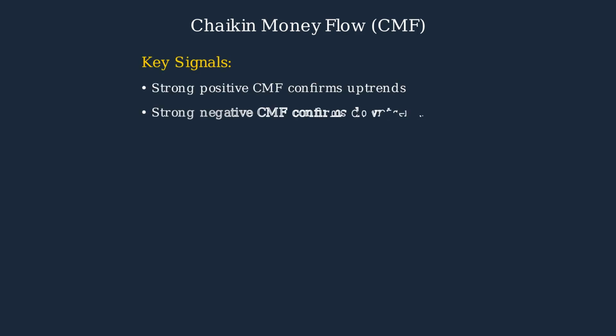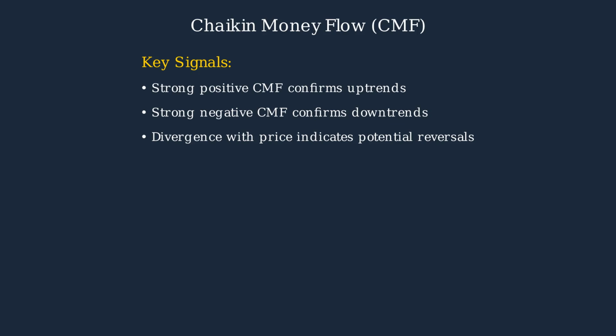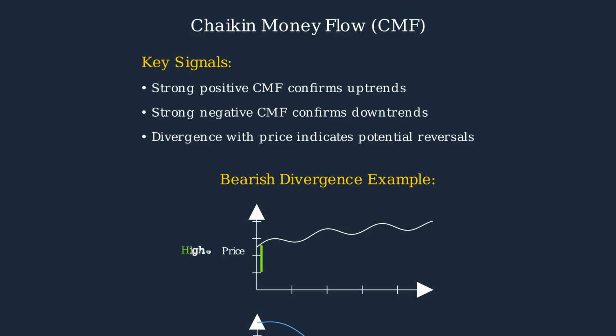The key signals from CMF include strong positive values confirming uptrends, strong negative values confirming downtrends, and divergence with price indicating potential trend reversals. A bearish divergence occurs when price makes higher highs, but CMF makes lower highs, suggesting weakening buying pressure despite rising prices. This often precedes a trend reversal to the downside.